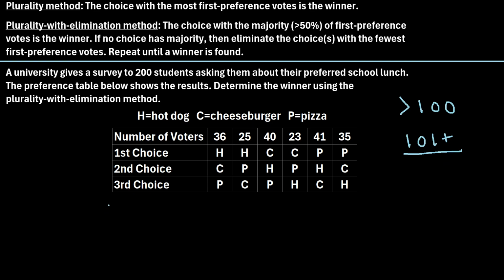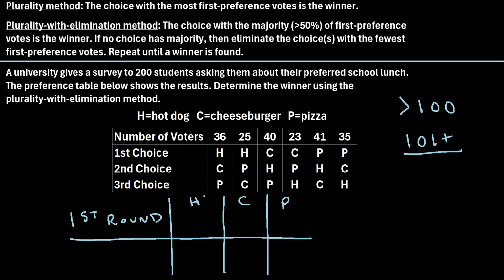So the way that we can use this method is we'll say this first round of voting, let's count how many first preference votes hot dog, cheeseburger, and pizza all got. So first let's count the number of first preference votes for hot dog. So if we look at our table, we can see that in this column right here, hot dog was chosen as the first choice and it had 36 voters. We can also see that in this column, hot dog was also the first choice, and it had 25 total voters. Now, these are the only two columns where hot dog was actually chosen as the first choice. So the total number of first preference votes for hot dog would be 36 plus 25, which is 61. So we'll say in this first round of voting, hot dog got 61 first preference votes.